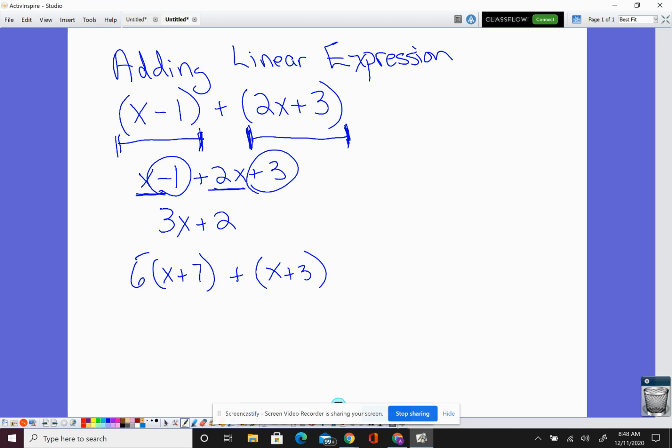we may have a number out in front that we have to distribute out. 6 times x is 6x. 6 times 7 is 42. There's no number out in front of this parentheses, so we just take it as a plus and we just write them down. 6x and x, 7x, 42 and 3, 45. Does that seem that much different? No.